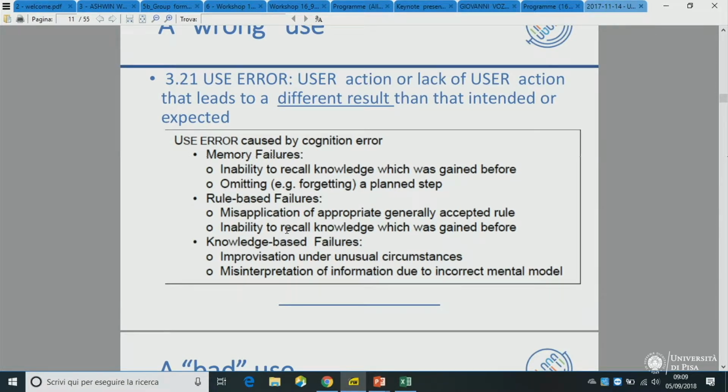Here you have some examples of the root cause of the use error. He doesn't remember. He's not following rules. He learned, but he cannot apply his knowledge to the situation, so he's just improvising. Oh, the battery is very low. Let's touch this and this and this to see if we can save energy. It's a very typical example, okay?